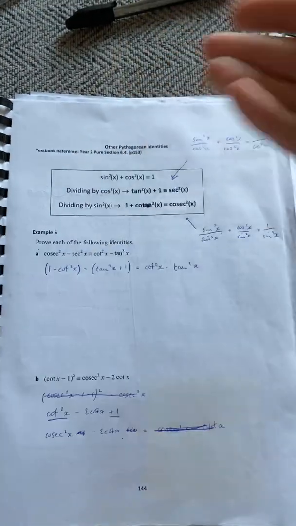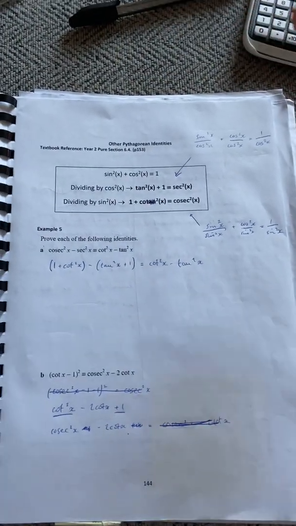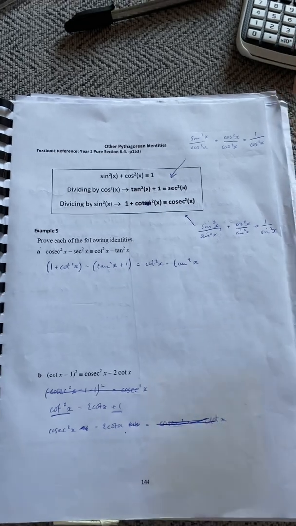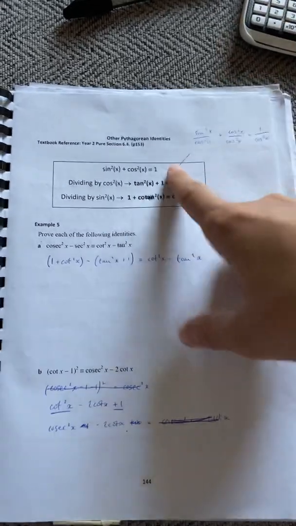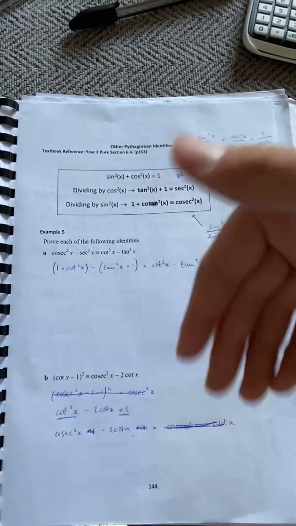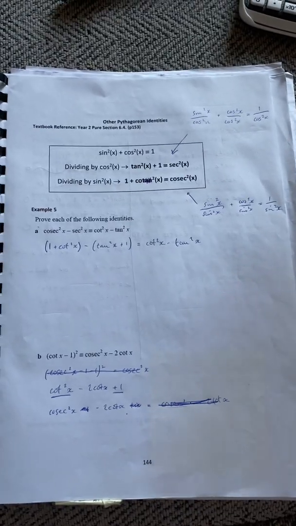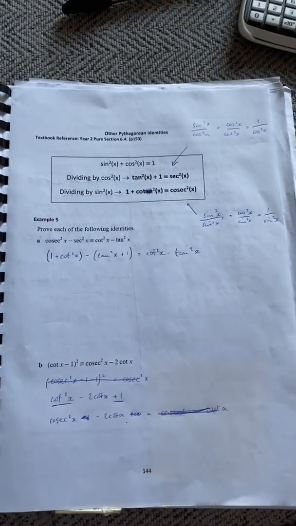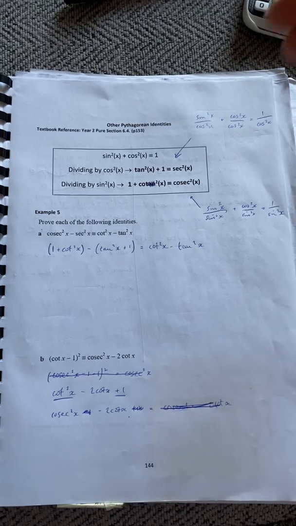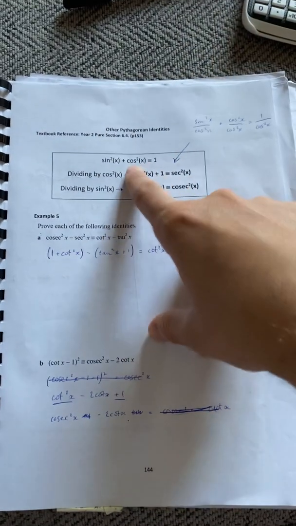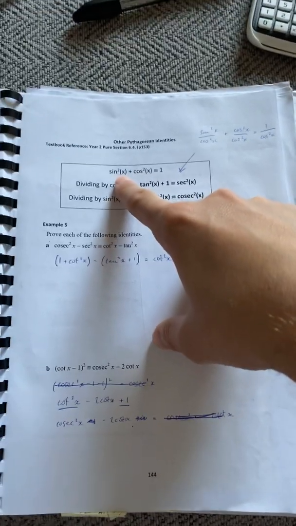So I told you when I introduced you to the trig identities, sine over cos equals tan and cos squared add sine squared equals 1, that there would be more identities for you to remember. Now, I also said that you can derive those identities by looking at the original ones.